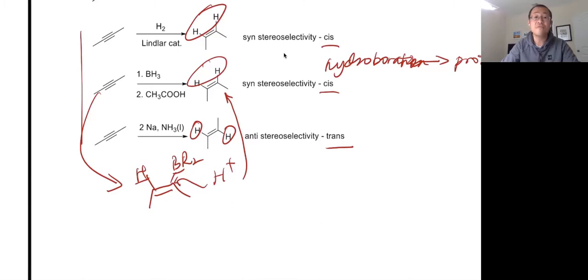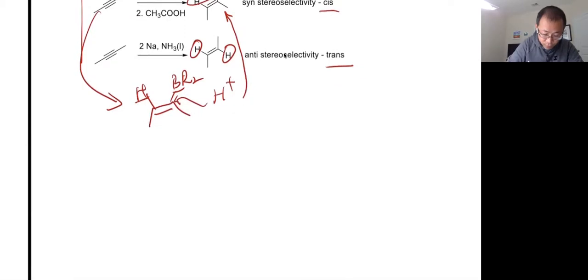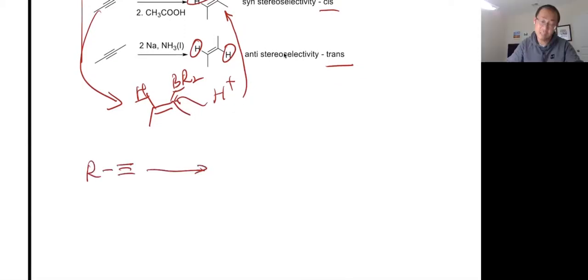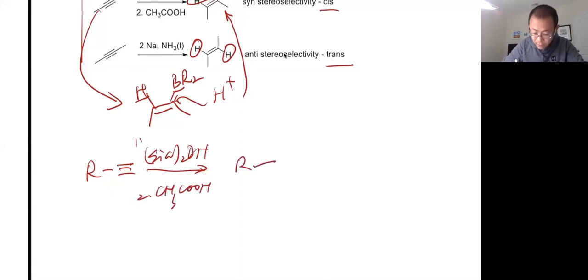Yes, but still, if you want to use the same way for terminal, let me write it for you if you want to know. Do we still add the same acid? Yes, acetic acid. Instead of using BH3, you have to use this guy, and followed by acetic acid, you will get an alkene. But again, for this one, there's no cis or trans because there are 2 hydrogens here. You can see that.